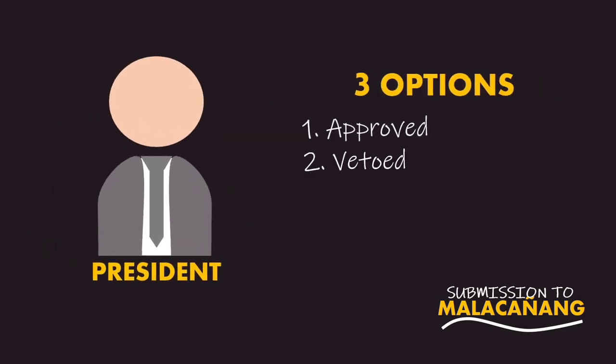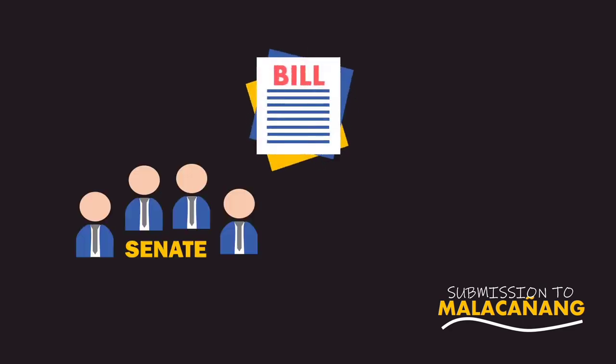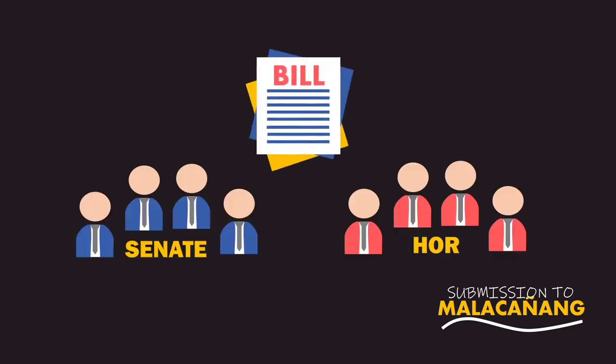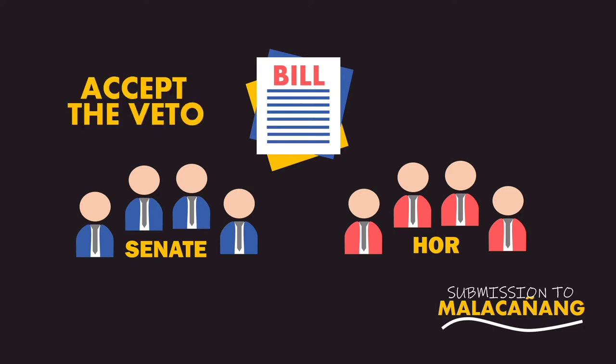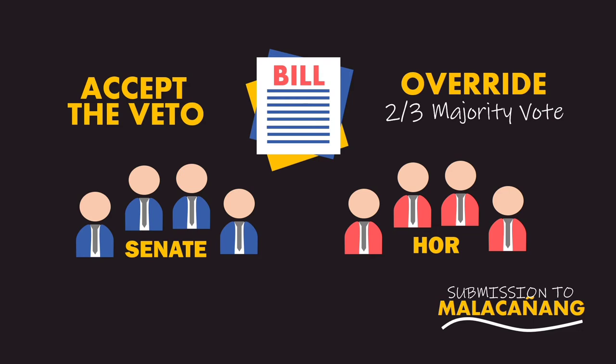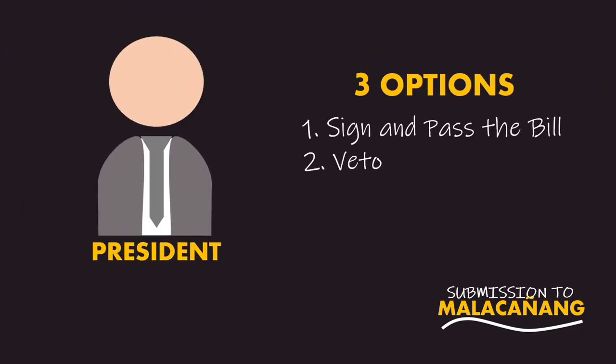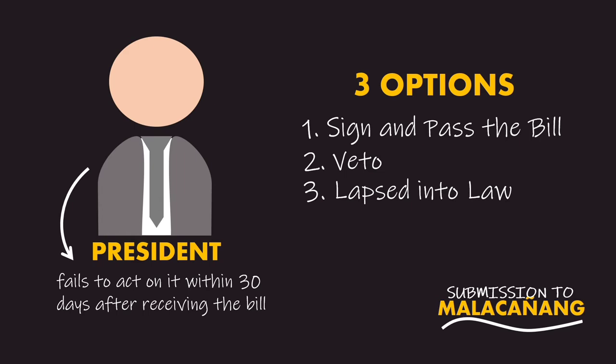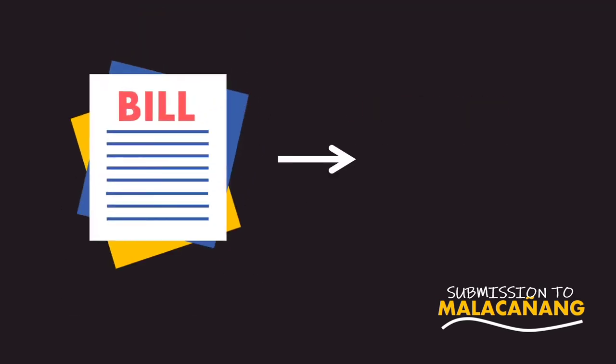Second, vetoed. If the President vetoes the bill, it will return to the originating House with an explanation on why it was vetoed. The House can either accept the veto or override it with a 2/3 majority vote. Last, lapse into law. A bill is said to have lapsed into law if the President fails to act on it within 30 days after receiving the bill. On this part, the bill becomes a law.